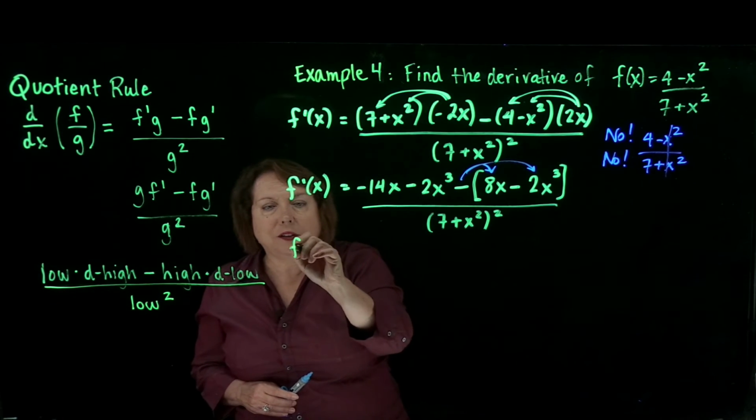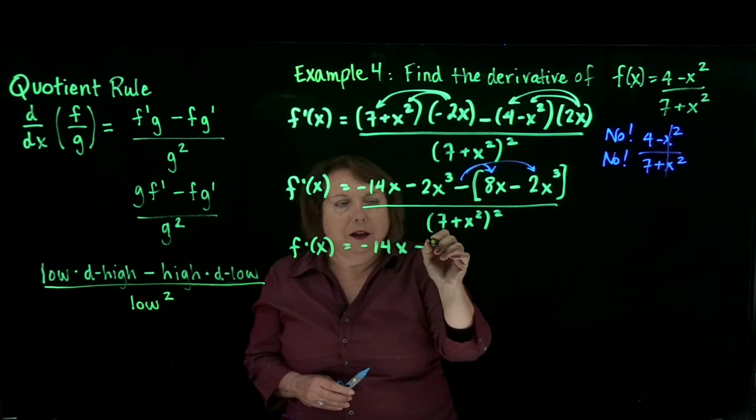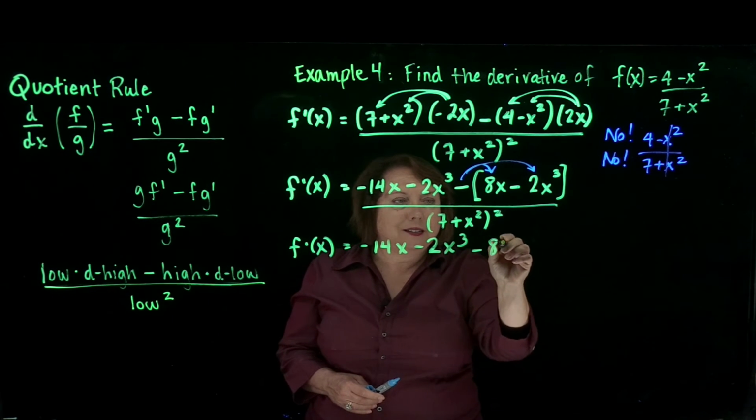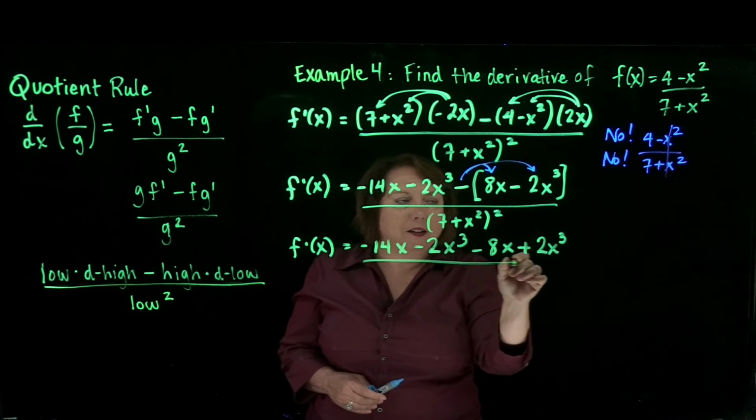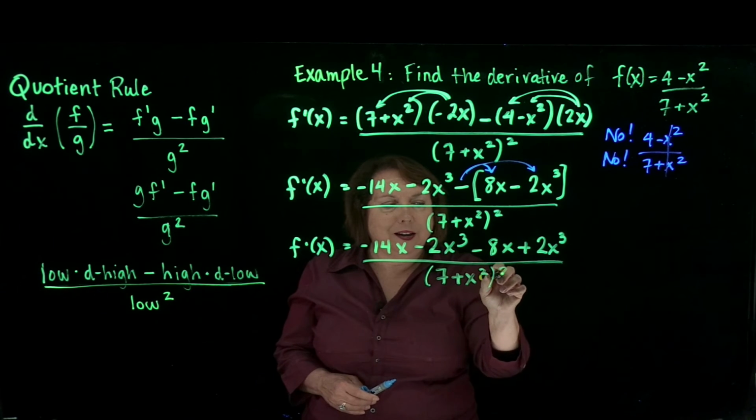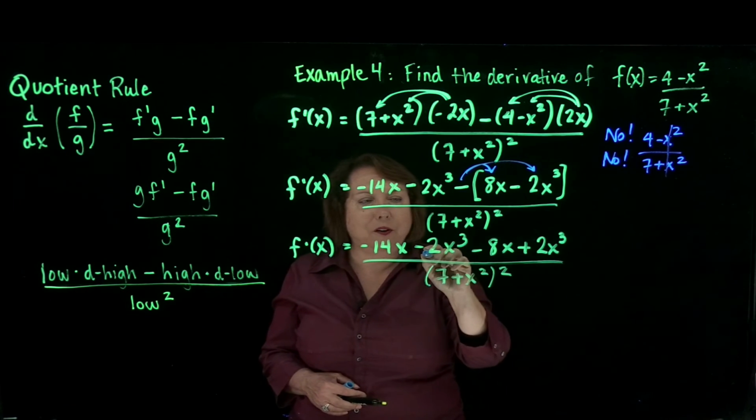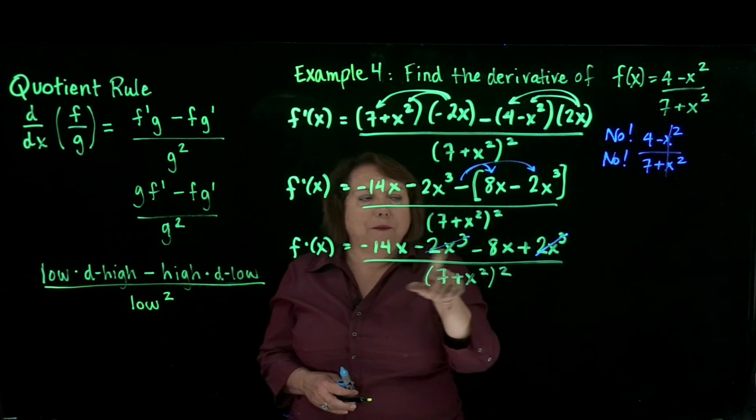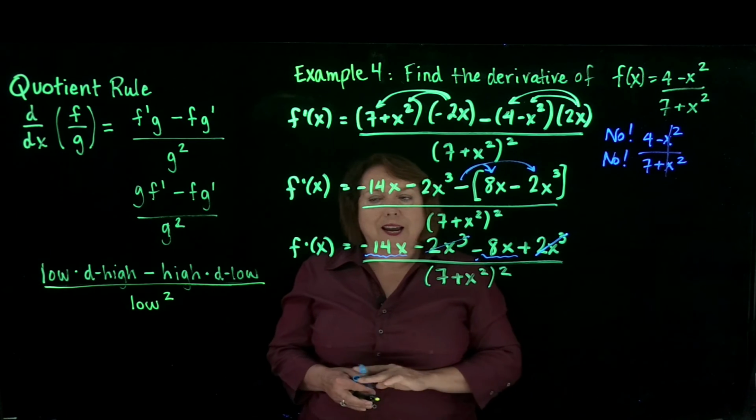So let's write it out in a little bit simpler form. So negative 14x minus 2x cubed, and then it will be minus 8x, and then it'll be plus 2x cubed, divided by that denominator, 7 plus x squared, quantity squared. If you notice, we have a minus 2x cubed here and a positive 2x cubed. Those are going to be gone. And we can simplify because we have like terms here. We have a negative 14x minus 8x.